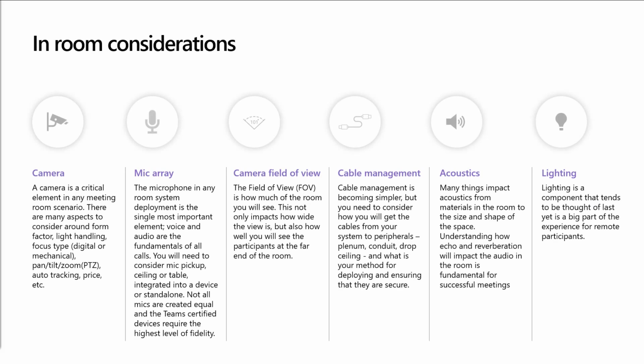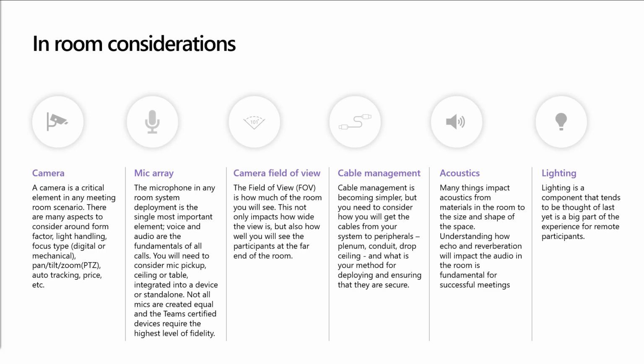The camera is obviously important in a conference room or in a meeting space. You have to decide how well can that camera you choose handle the lighting. Do you need pan, tilt, and zoom, or can it be a static camera? The microphone array is important in picking up the voices of the attendees. You can decide if you want the microphones to be on a table or ceiling-based.